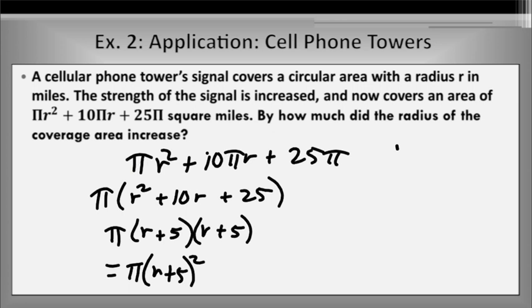So the old radius was r. The new radius is r plus 5. So how much did it increase? To go from r to r plus 5, it increased by 5 miles.